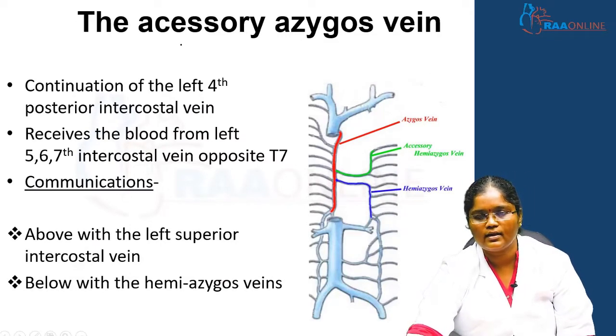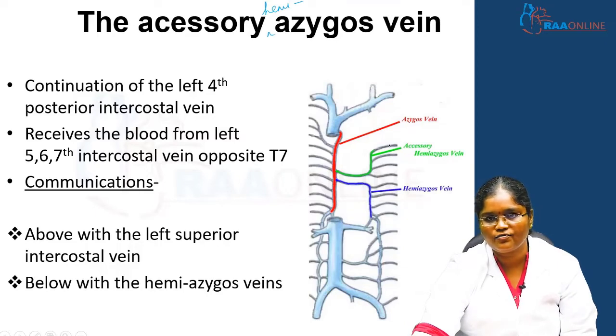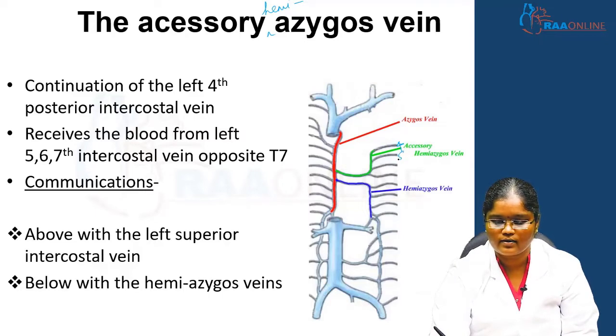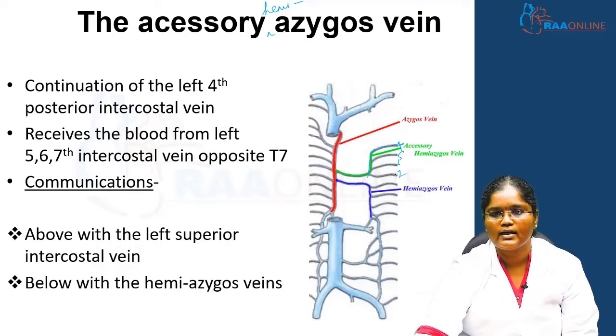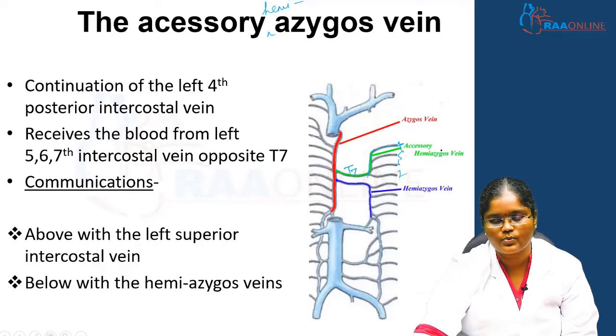Next is the accessory hemiazygos. This accessory hemiazygos is a continuation of the left 4th intercostal vein. So this is 4, 5, 6, 7. It's a continuation of the left 4th posterior intercostal vein, and it receives the blood from the 5th, 6th and 7th veins, and it drains at the level of the T7 vertebra, into the azygos vein. So the accessory hemiazygos vein is also a tributary of the azygos vein.